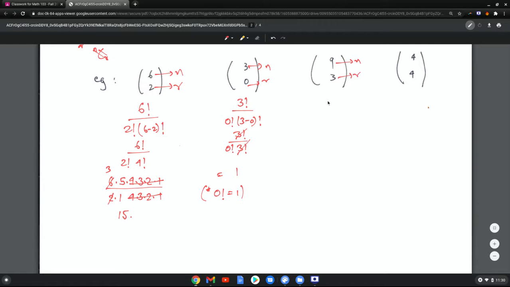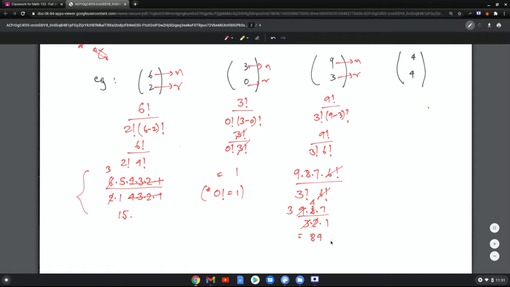This is n, this is r. Now as the numbers get bigger, we sort of want to avoid doing this, filling it out. We want to use some nice property. For example, I can write 9 factorial as 9 times 8 times 7 times 6 factorial. Because after this, it's just 6 times 5 times 4 times 3 times 2 times 1, which is nothing but 6 factorial, and this can be cancelled. So I have 9 times 8 times 7 over 3 times 2 times 1. This is 3, 4, and this is 12 times 7, so it's 84.